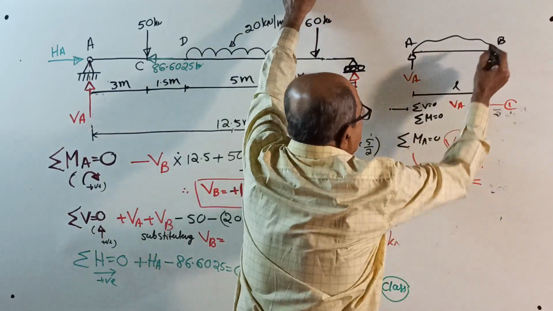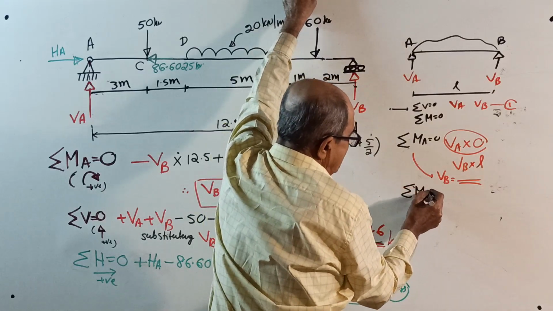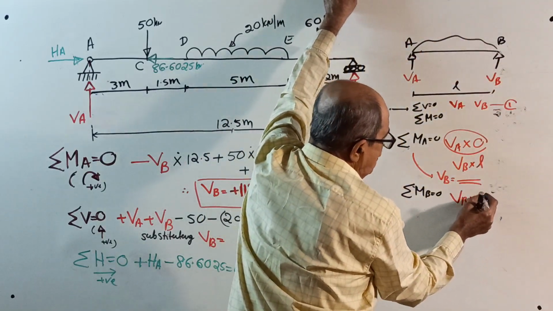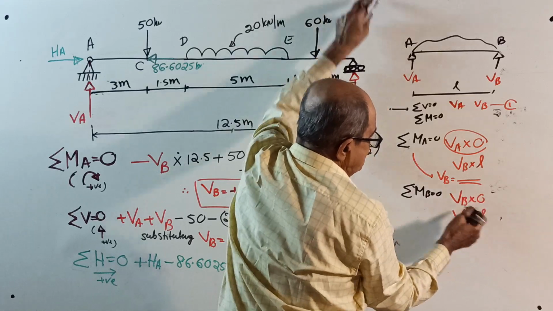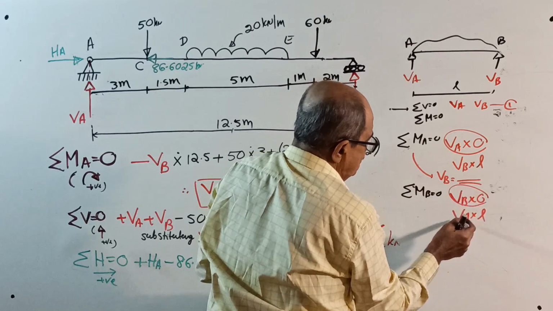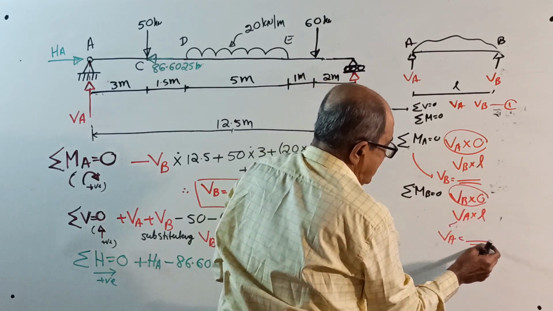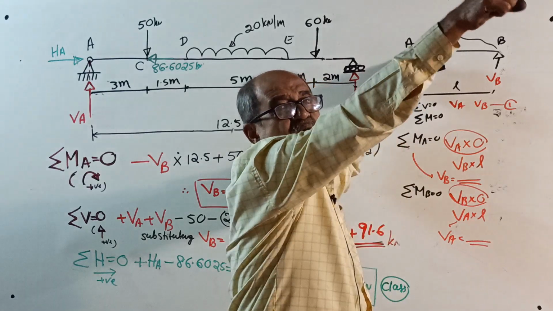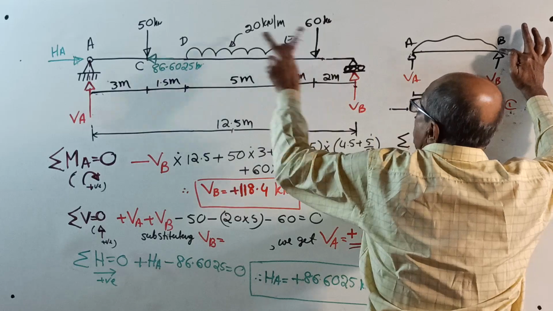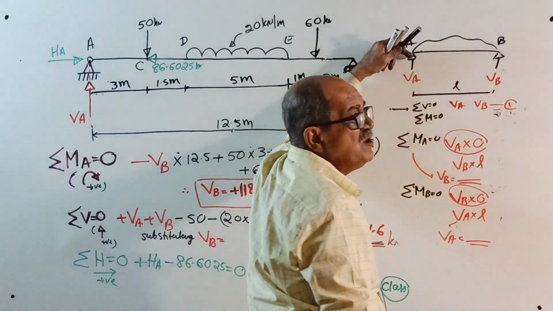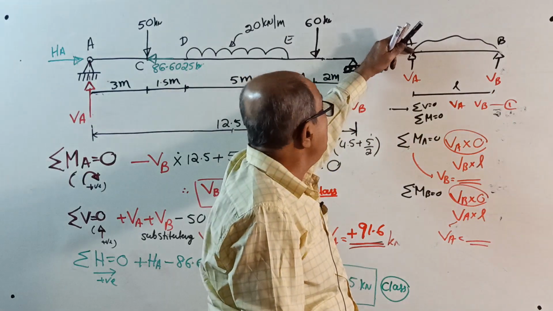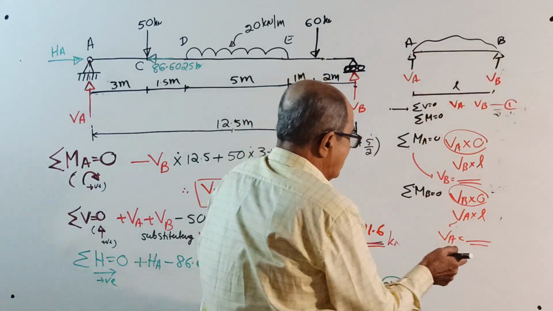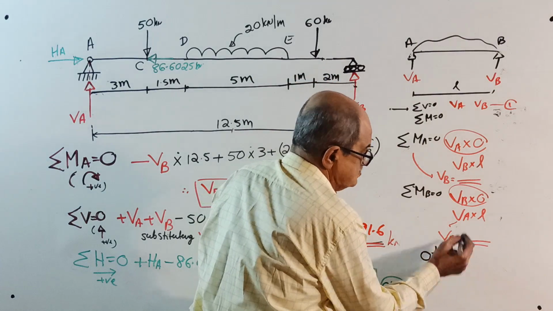In the same way, if I take moment about B equal to 0, then VB into 0 and VA into L. So you will get the value of VA. Make a note now: take moment about A, you get VB. Take moment about B, you get VA. Or when you take moment about any support, you get the vertical reaction at the other support. Very important, the other support.